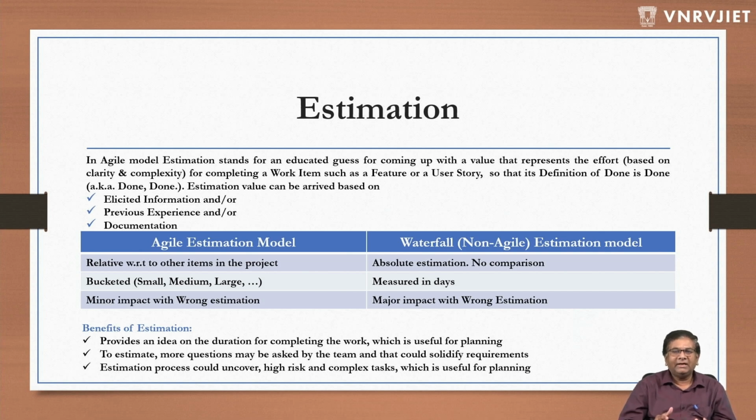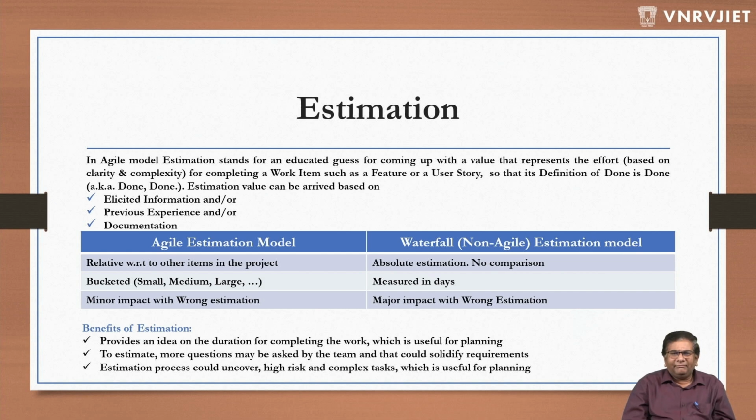Estimation value can be arrived at based on three factors. Elicited information, that means given by whoever, this could take this much time, by team members and so on. Second is previous experiences, based on how much time previous work took. And the documentation. Certain projects do have documentation on what piece would take what kind of time. So these are the three models.